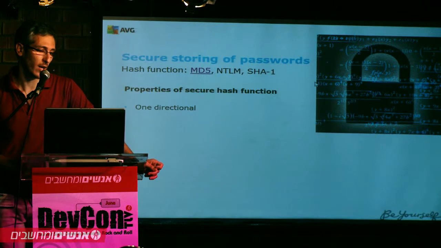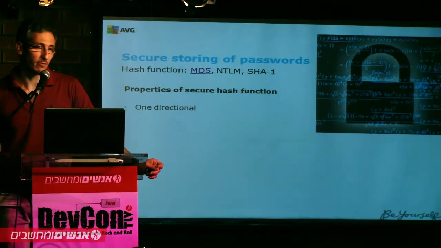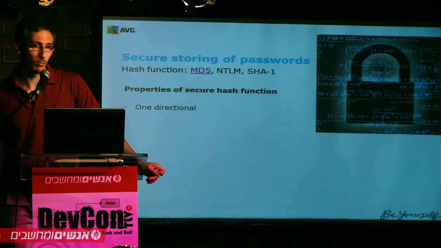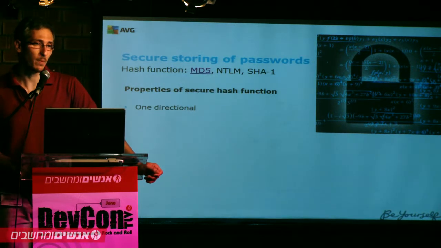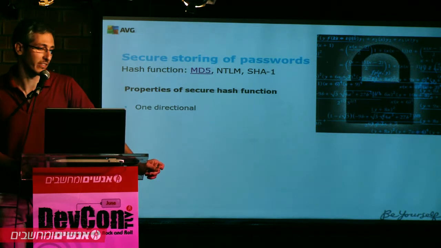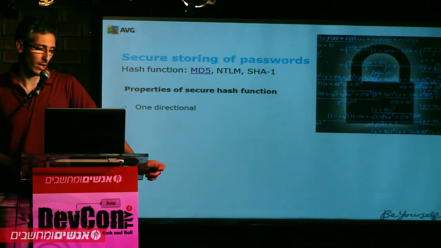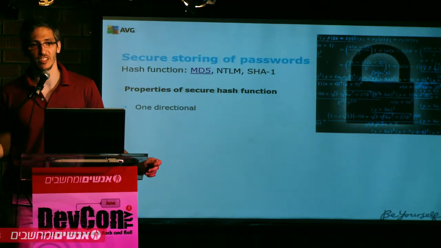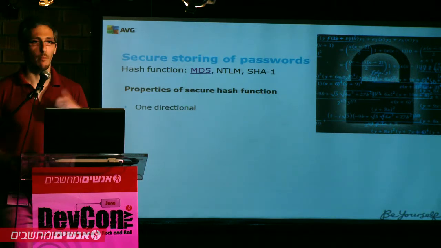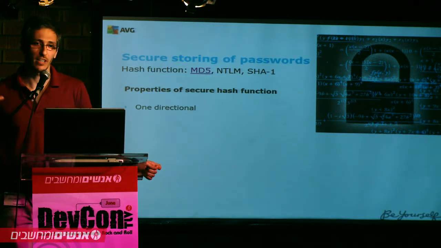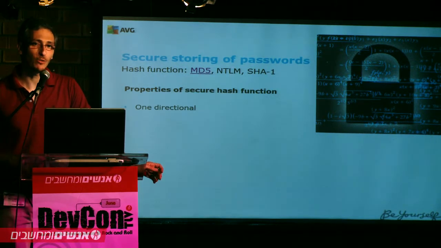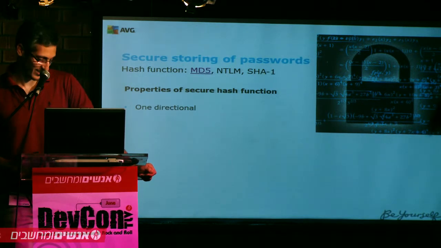So a little bit about hash functions. I've decided to demo MD5 because it's one of the most popular hash functions out there, but there are several more, like NTLM and SHA-1, all of which have the same properties. The first one is that hash functions are one-directional, meaning that you can't reverse the process. You can't go from the hash value back to the given input which hashes to that particular hash. If you know otherwise, please come and talk to me.